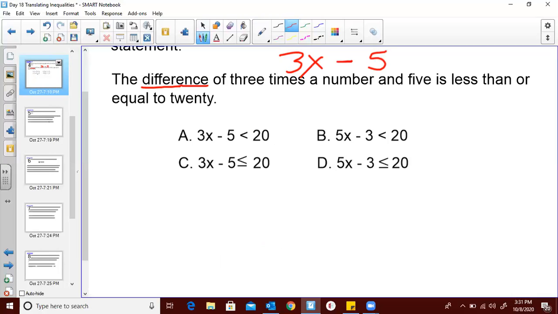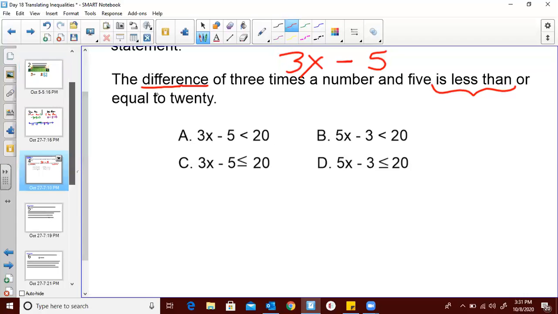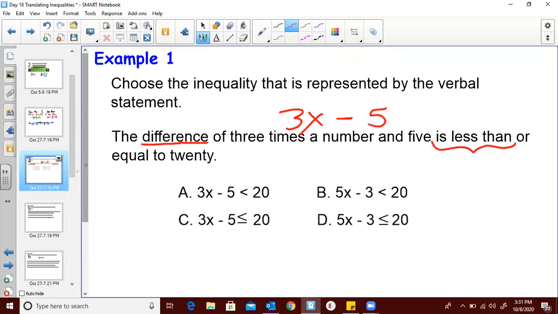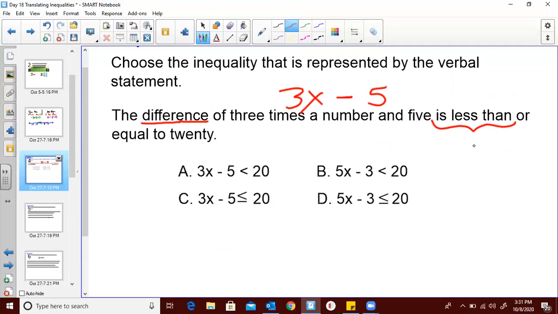Then we'll see is less than. Now, I know we just went over more than and less than, but in these problems, when you see is less than, that's going to scream out to you that it's going to be some form of an inequality. And you can remember we're talking about things like these.